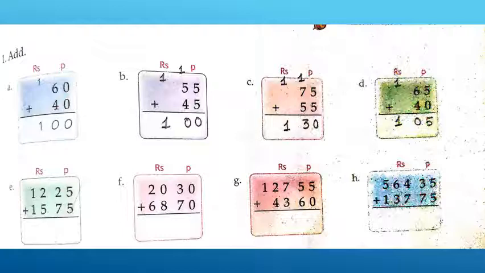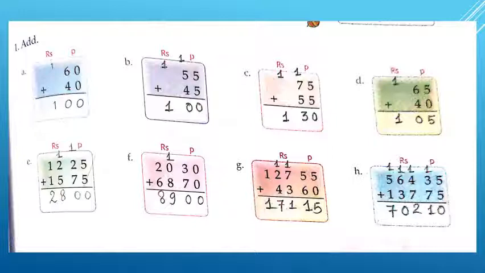Now children, do remaining parts of question 1. Children, now check your answers of question 1. E part. Children, when you add 12 rupees 25 paise and 15 rupees 75 paise, you will get answer as 28 rupees 0 paise. Or you can say 28 rupees.